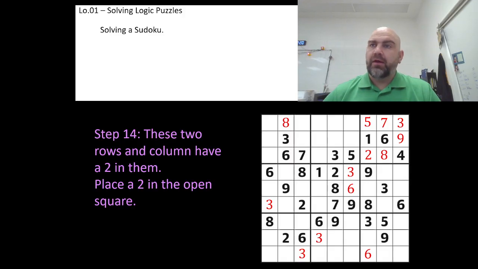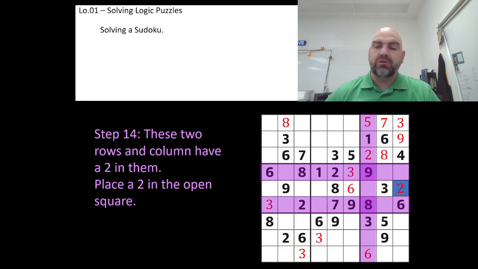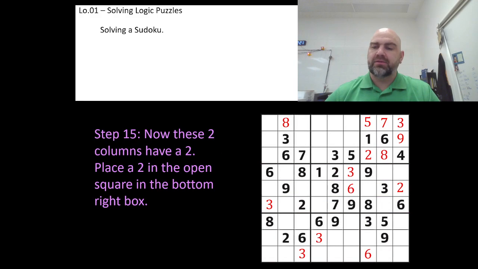Now, if we take a look at these two rows and this column, they already both have a 2 in there. And so you'll notice in that middle right-hand box, the only spot that could be a 2 is that one right there. And so we have a 2 in that spot.